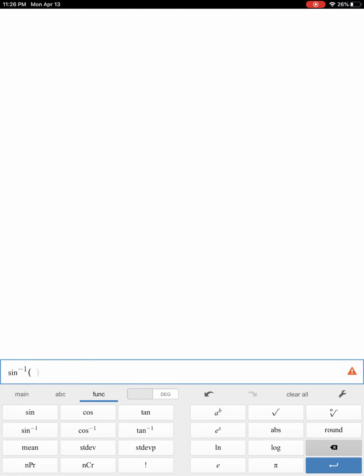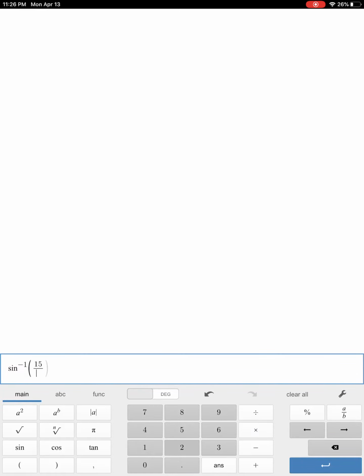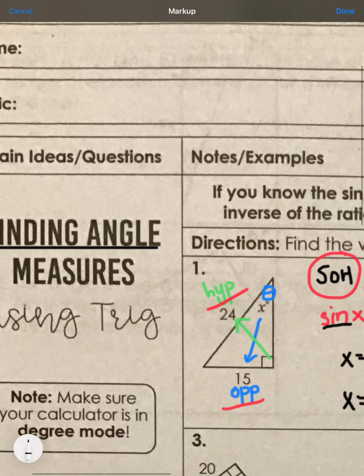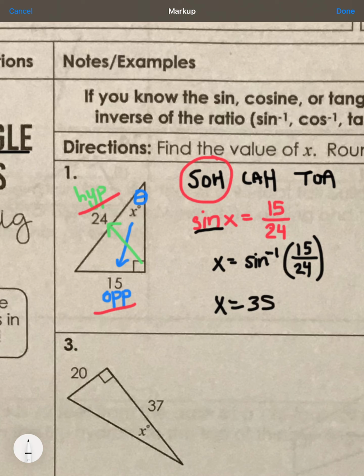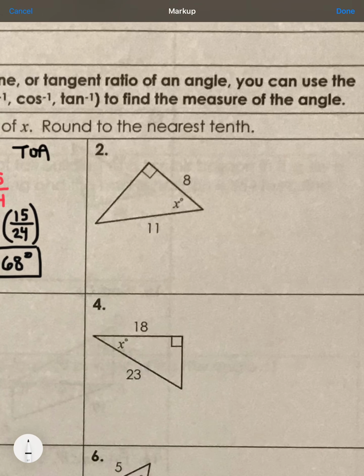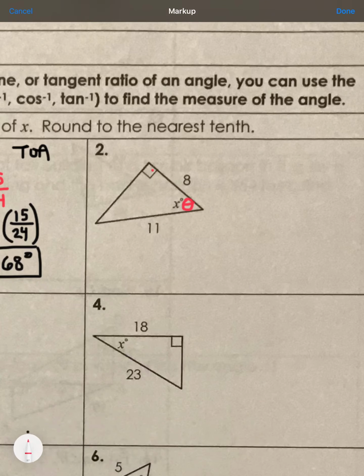And to do that, you're going to go to function. You're going to make sure your calculator is in degrees, and then you hit inverse sine. You go back to the main menu and you do 15 divided by 24. And you get 38.68. And since this is an angle, you include a degrees sign. So the degrees of angle x is about 38.68 degrees.